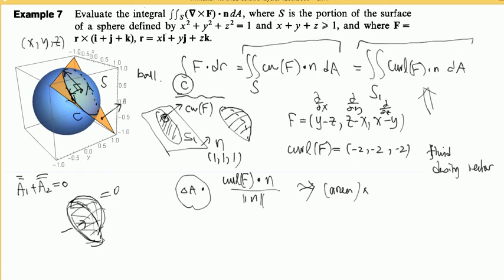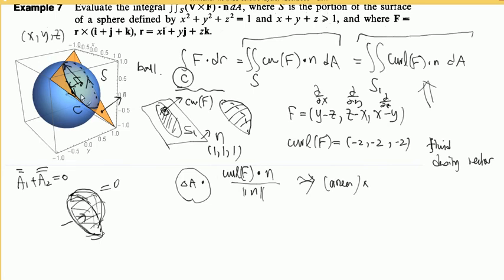All right. So the area of the circle, which we'll calculate later, and what is the curl? -2, -2, -2, right?